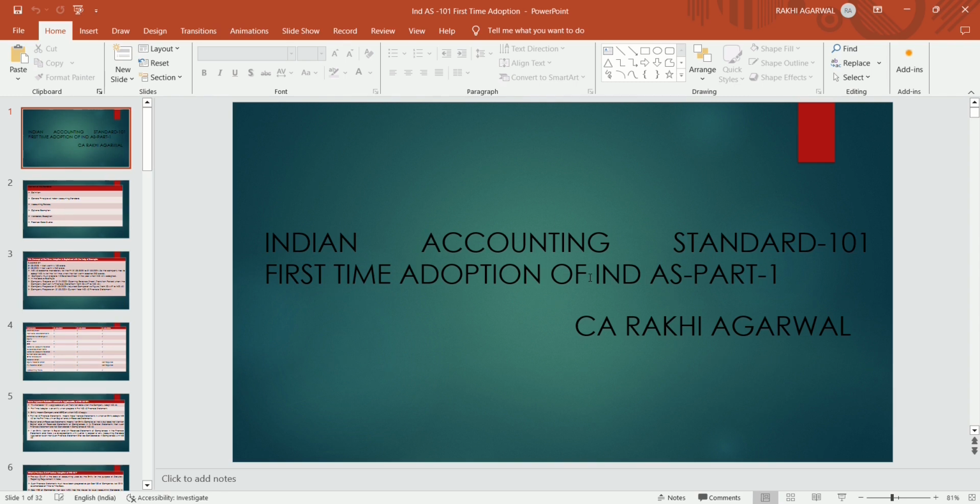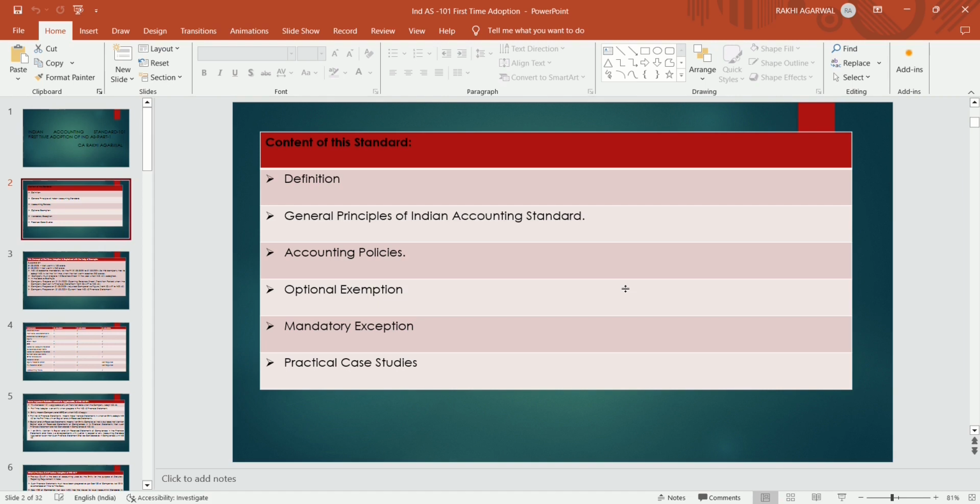Today's topic is Indian Accounting Standard 101, which talks about the first time adoption of Ind AS. This topic is discussed in two parts. Today I am going to discuss part 1. In part 1 we are going to discuss some of the important definitions of this standard, then the general accounting principles of Ind AS, then the accounting policies, then the optional exemptions, then mandatory exceptions and practical case studies. So these are the contents of this standard which we are going to discuss.